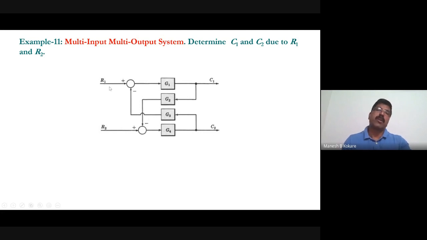So when you are considering R1, at that time you have to consider R2 as 0. So if you are considering this R2 as 0, so this summing point will be removed, and then you have to simplify it. So what will happen basically? See that when you are considering R2 as 0, this block and this block will be in cascade, and then again see this C2 will be 0 at that time. Again this block will be in cascade. So G2, G4 and G3 will be in cascade. And now see that this is negative feedback now. So negative, and then again this is negative. What will happen?